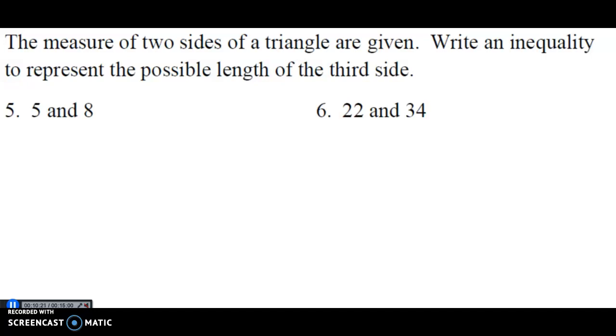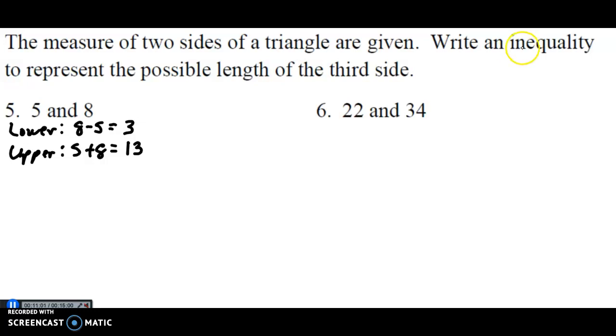So the first thing we want to do is come up with the lower limit. And to come up with a lower limit, what you're going to do is subtract the two numbers that are there. Then we are going to come up with the upper limit. And you're going to add the two numbers that are there. So our lower limit is 3 and our upper limit is 13.